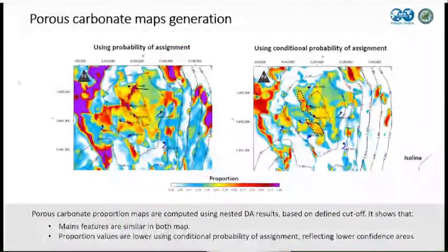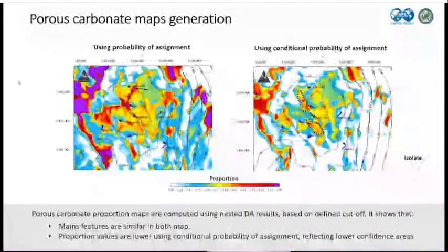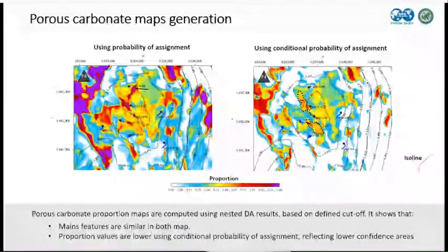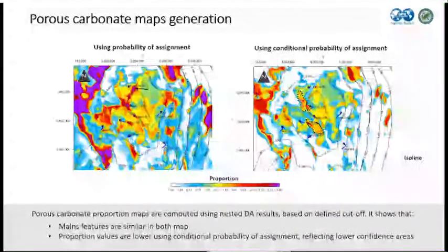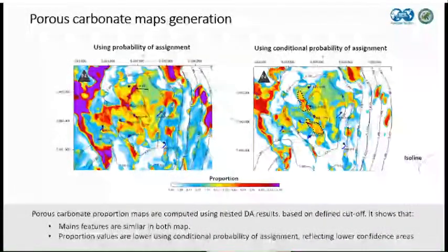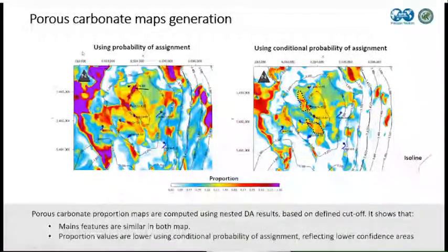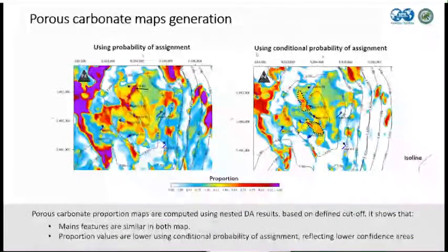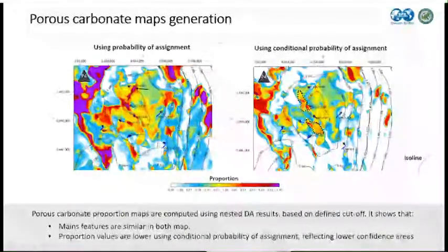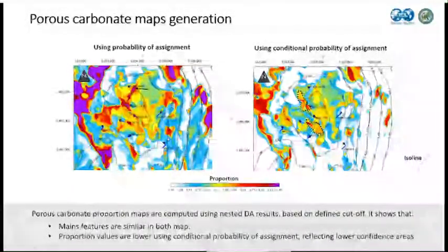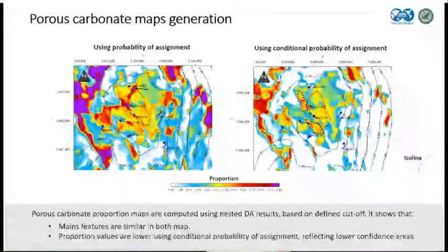Okay, in order to go further, proportion maps are computed. Porous carbonate proportion maps in the upper part of the reservoir where we have this facies, using the probability of assignment and the conditional probability of assignment. Here we have the top of the carbonate structure.